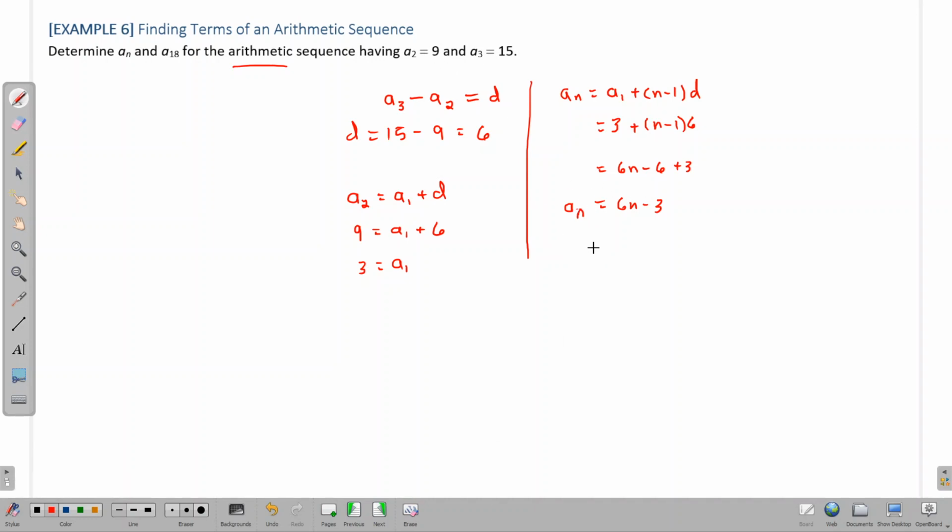So then to finish it, we want the 18th term. So a sub 18 is 6 times 18 minus 3. And 6 times 18 is 108. Take away 3, you get 105. The 18th term is 105.